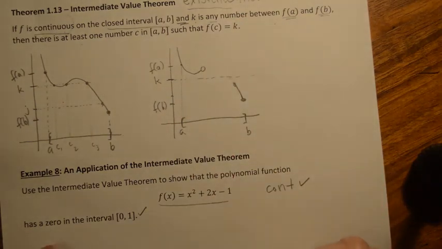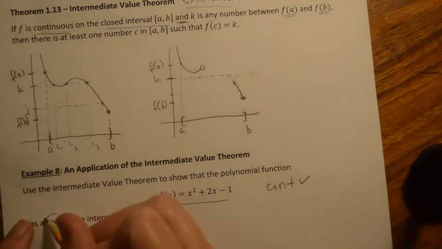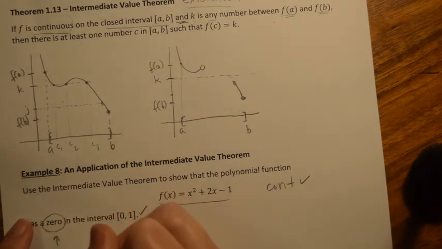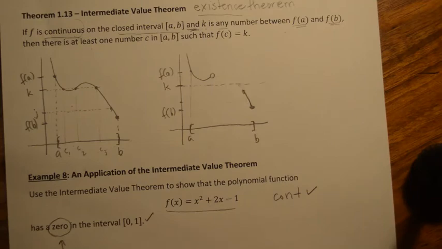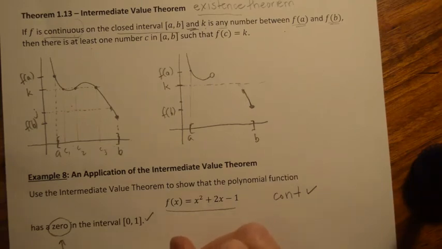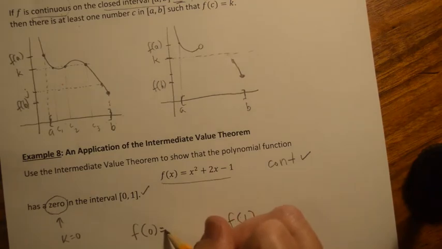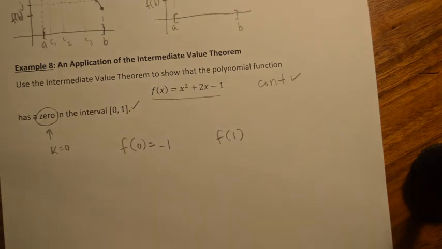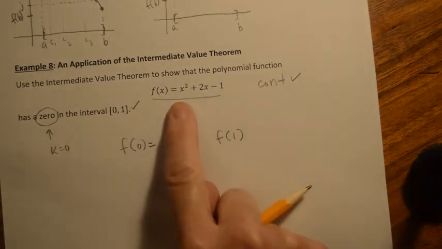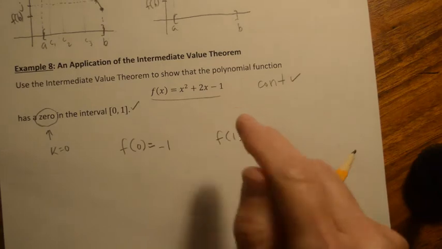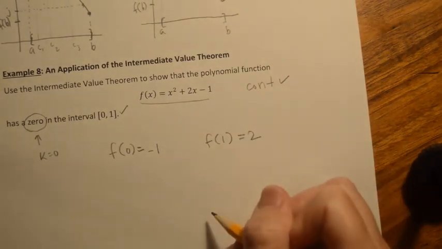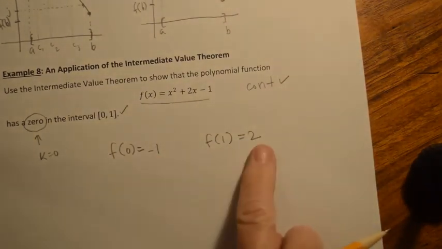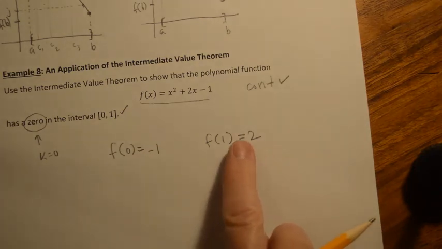So what value are we looking for? Well, it says that it has a 0, all right, so that means k equals 0. Is 0 somewhere between f of 0, that's f of a, and f of b, which is f of 1, all right? So what is f of 0? Well, if we plug that in, we get negative 1. If we plug 1 in, we get 1 squared plus 2 times 1 minus 1, which gives us 2. All right, so is 0 between negative 1 and 2? Check. It is.